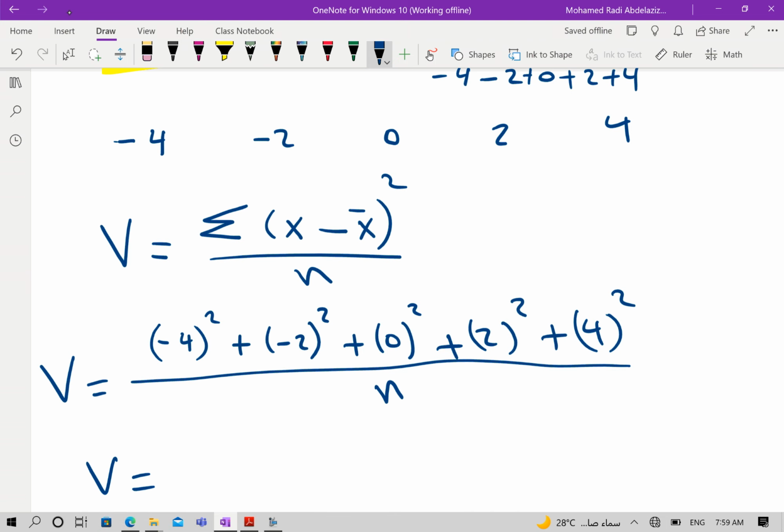Can you give me the value of variance? Calculator, please. Please find the variance. Give me the final answer. Is it 40? 40 divided by 5, so the answer is 8.